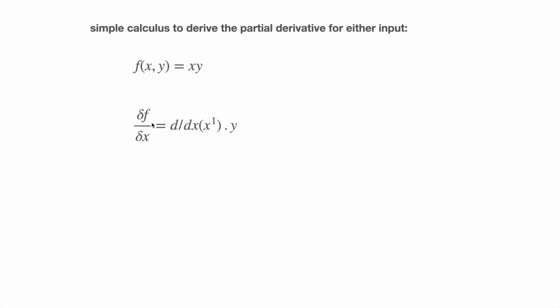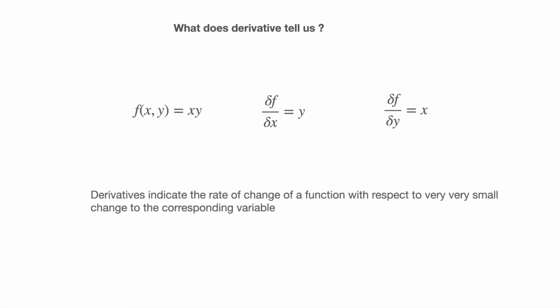So partial derivative of function f with respect to x, which is d by dx of x to the power 1 into y, and we know that derivative of x to the power n is n into x to the power n minus 1. So this term becomes 1 into x to the power 1 minus 1 into y, and this whole term becomes 1, and the output is y. So the partial derivative of f with respect to x is y. Similarly, partial derivative of f with respect to y is x. Now what does derivatives tell us?